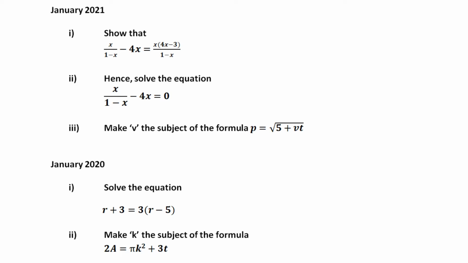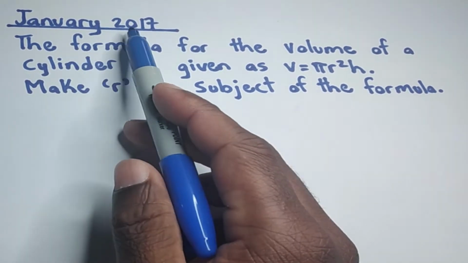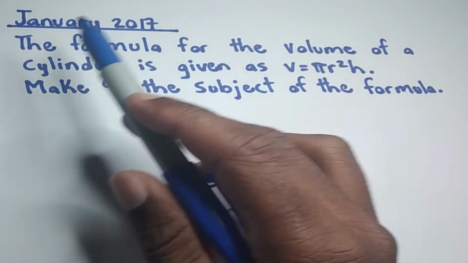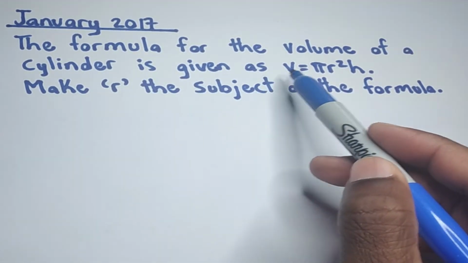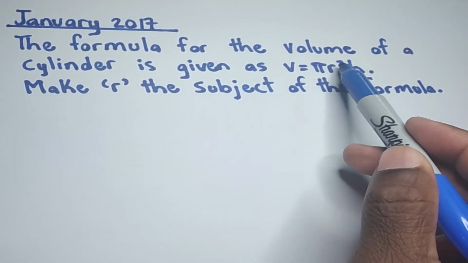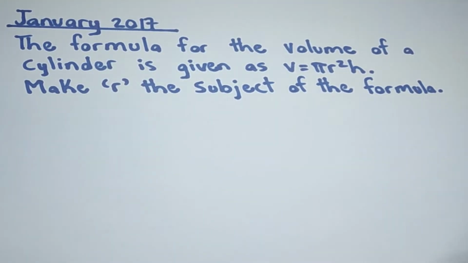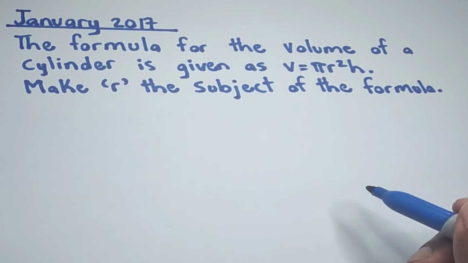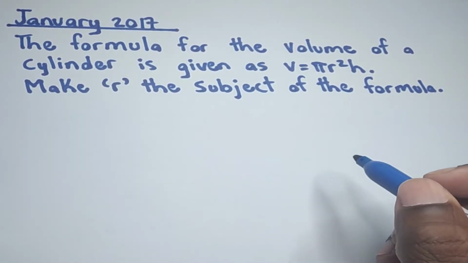Alright, so as mentioned before, we'll be starting with this question right here, the January 2017 paper. The formula for the volume of a cylinder is given as V is equal to pi r squared h, and they ask us to make r the subject of the formula. What that simply means is that we need the r on one side of the equal sign by itself.